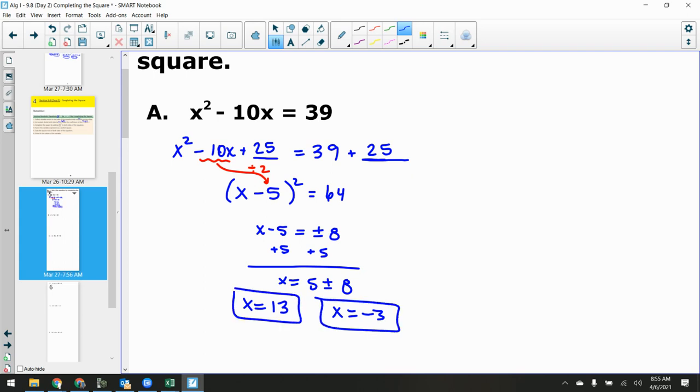Now remember, don't lose sight of the end goal. The end goal was to figure out where it crossed the x-axis. If I go to graph that function, I subtract over the 39, I put it into standard form, I put it into Desmos, guess where it's going to cross the x-axis? 13 and negative 3. Okay, we know all those other things. We could find the axis of symmetry if we wanted to, all those things.